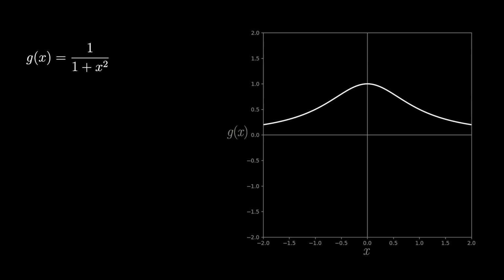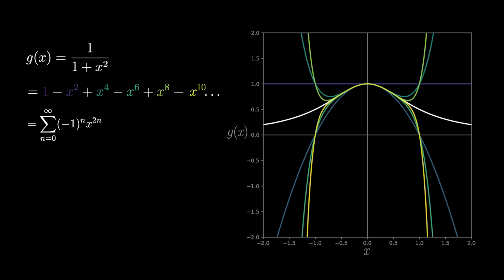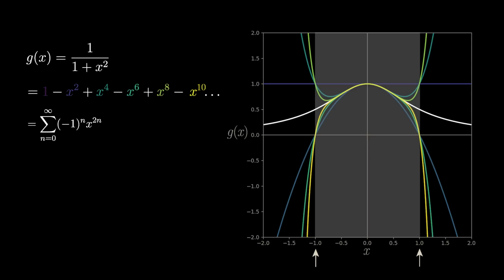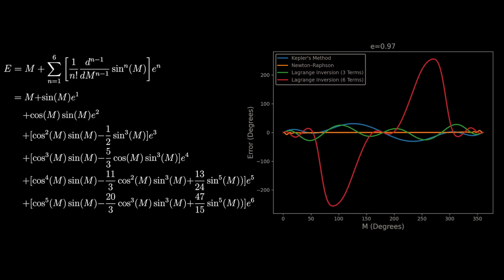Let's consider the power series for the function 1 over 1 plus x squared. Using a Taylor series, we can expand this function as 1 minus x squared plus x to the 4th minus x to the 6th plus x to the 8th, and so on. Plotting the function and its Taylor expansion as we add more and more terms, we can see that the expansion starts to break down around x equals plus or minus 1. For x values between minus 1 and 1, additional terms make our Taylor series more accurate, while outside of this region, more terms actually make the expansion worse, just as we saw for the Lagrange inversion applied to Halley's Comet.